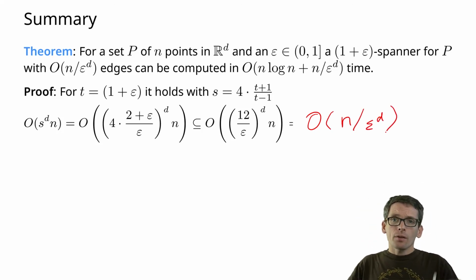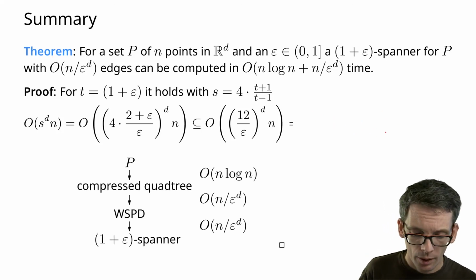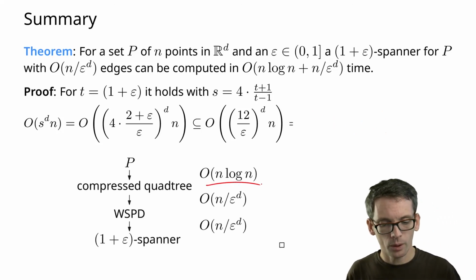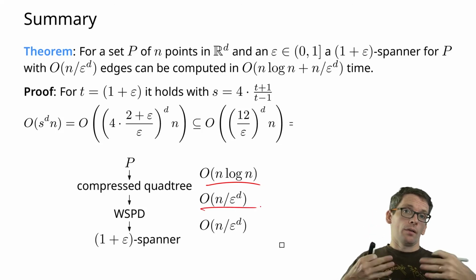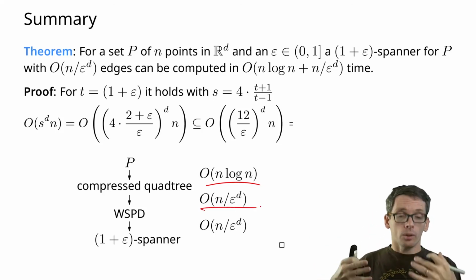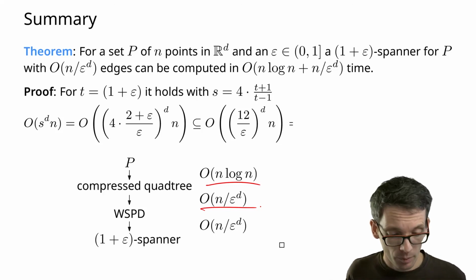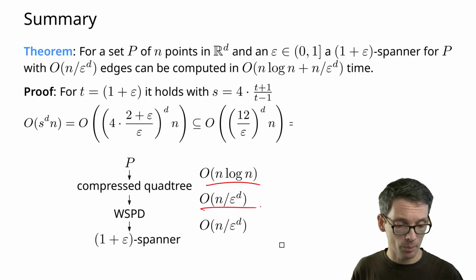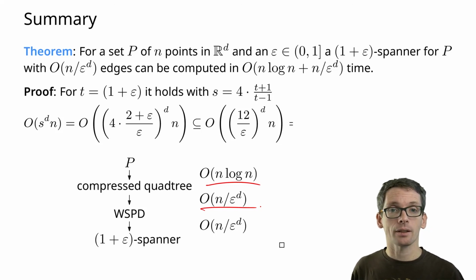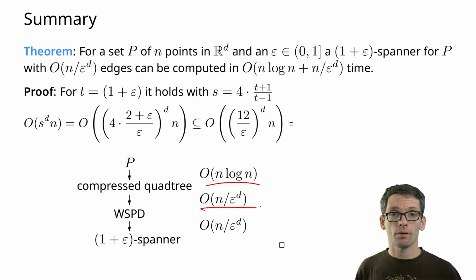Good. And in terms of the algorithm, what we were doing is we construct the quadtree, which takes order n log n time. We construct the well-separated pair decomposition from the quadtree, which takes an additional O of n divided by epsilon to the d time, and then the spanner again O of n divided by epsilon to the d time, and that gives us what we wanted to have.